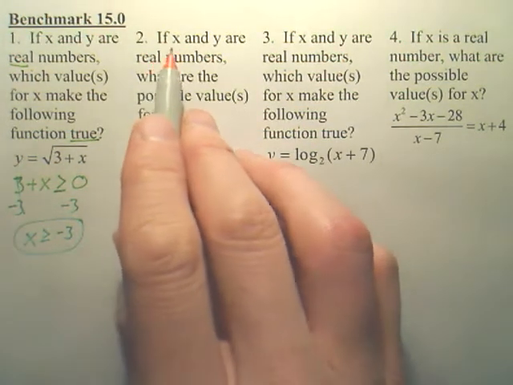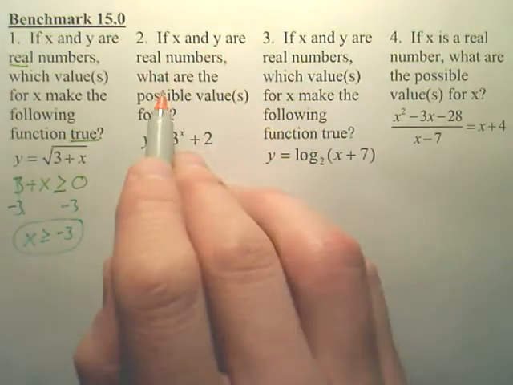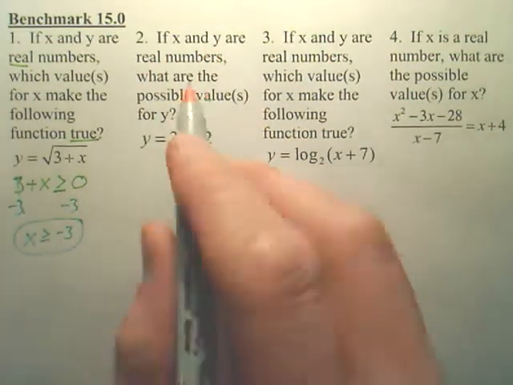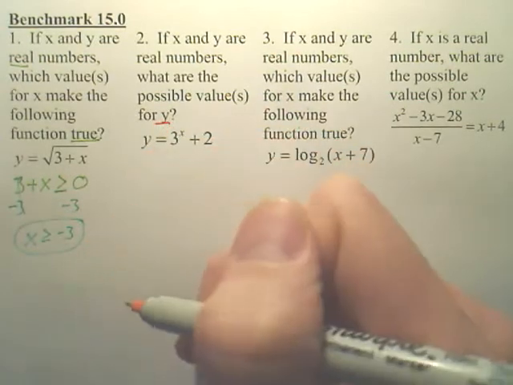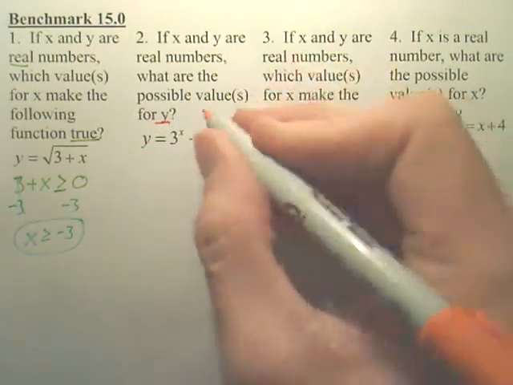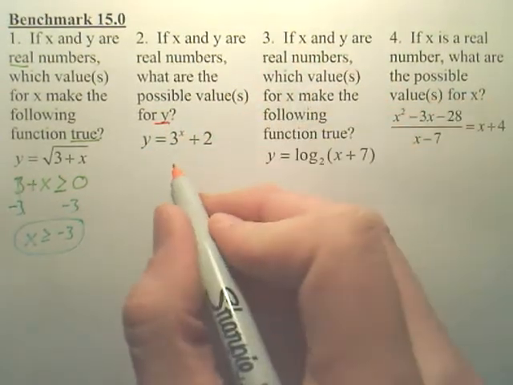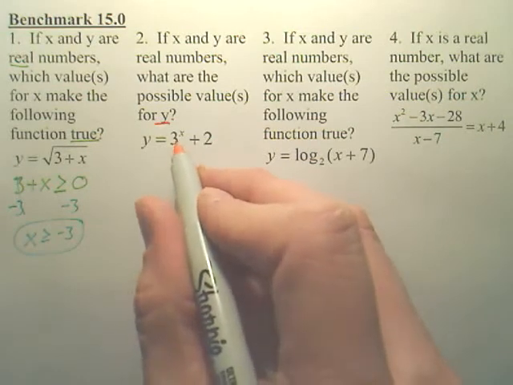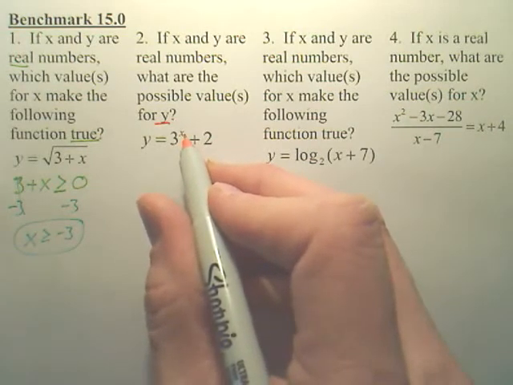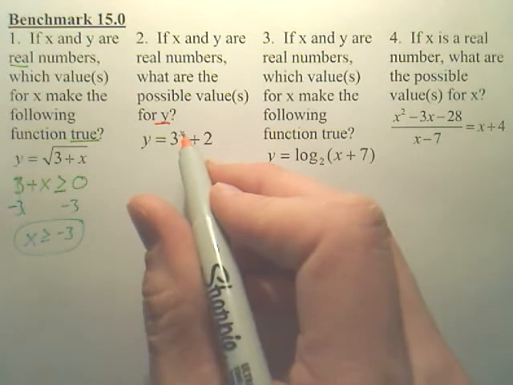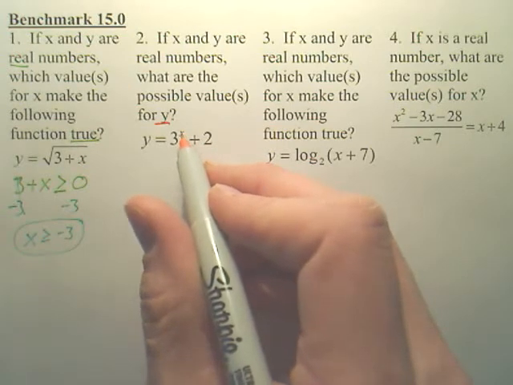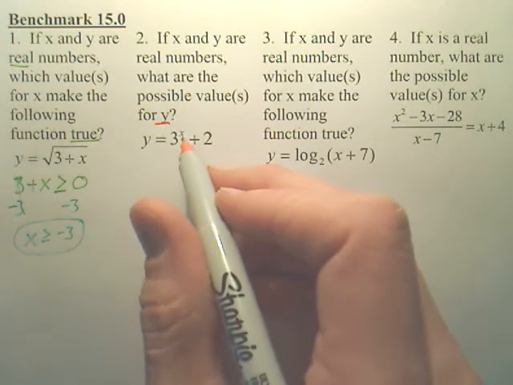Number 2. If x and y are real numbers, what are the possible values of y? So what are the possible outputs? Y means outputs. I could put anything I want in the exponent. You could put any number you want in for x, but you can't get every possible output.